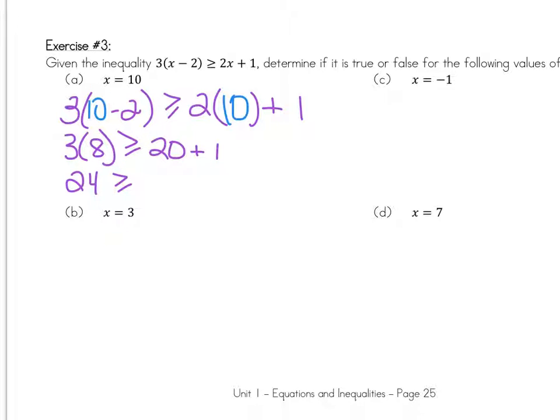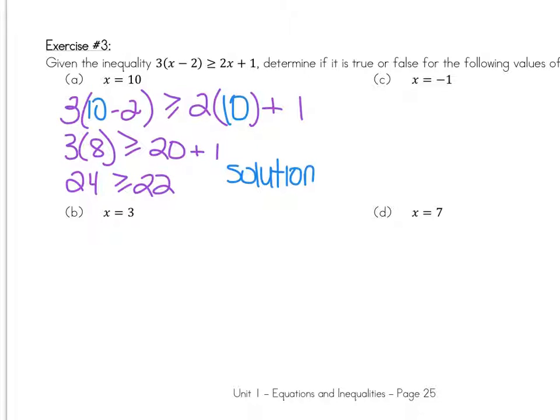And is 24 greater than 20 plus 1? 20 plus 1 is 22. Is this a true statement? It is. So what we would write down is that x is equal to 10 is a solution. Okay, it makes it true. So you could say solution / true, but I'm going to write solution and not a solution.